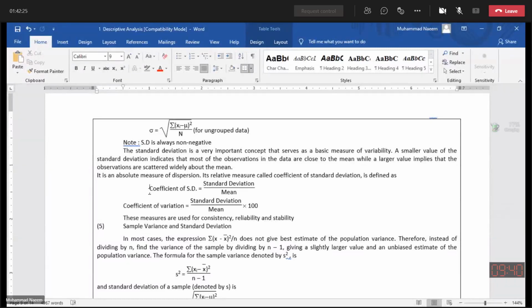Next is the coefficient of variation. Coefficient of variation is just the variation with respect to the mean value: standard deviation divided by mean. The standard deviation is the spread with respect to the mean value. And if we multiply this ratio by 100, this answer will be in percentage and this answer will be in ratio.